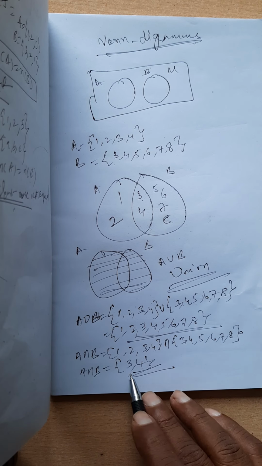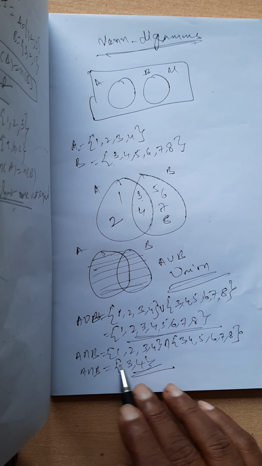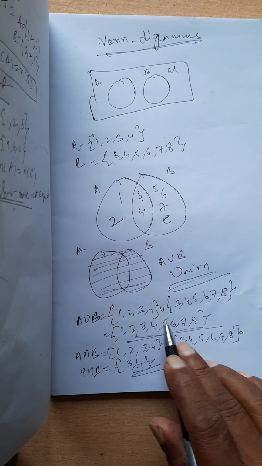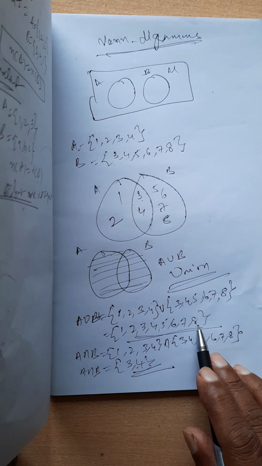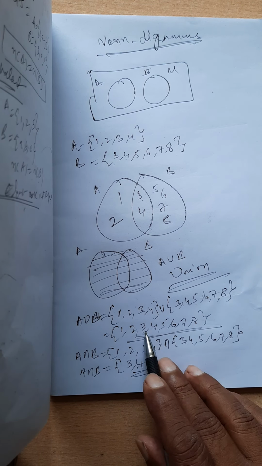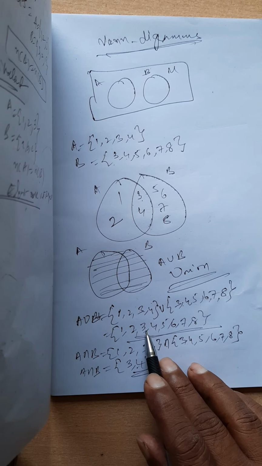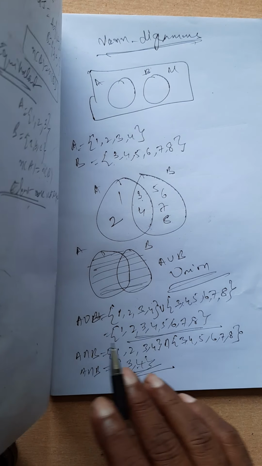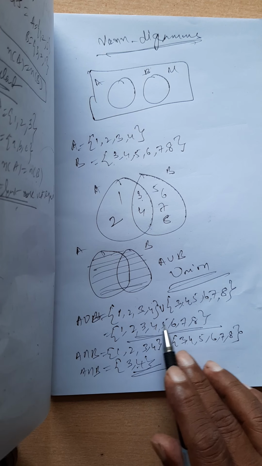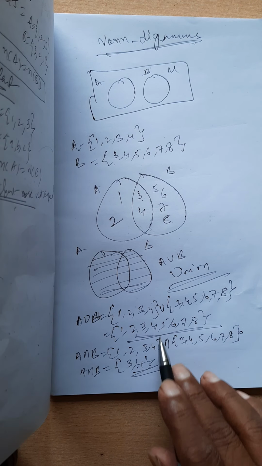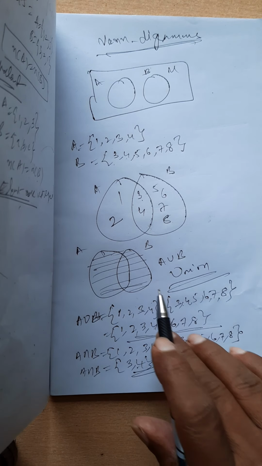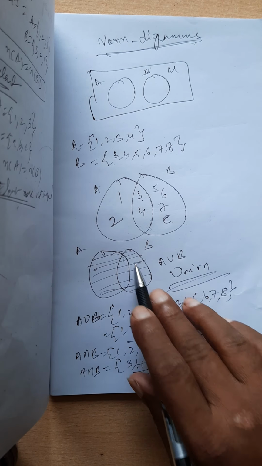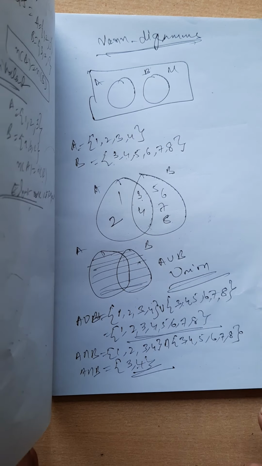A intersection B is a set having the common elements of A and B. Union is a set with common and non-common, all elements of A and B, but we do not repeat the common ones; we write them once. So these are A union B and A intersection B. A union B with the shaded region is like this. Again, I will give one more example.